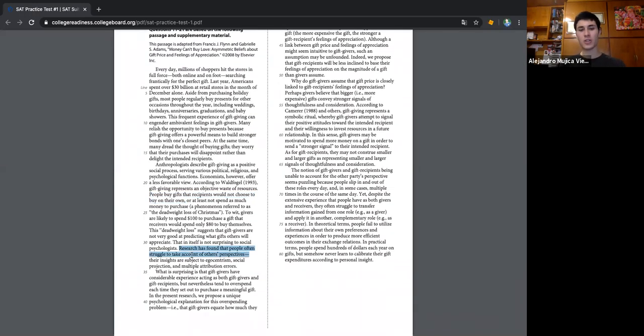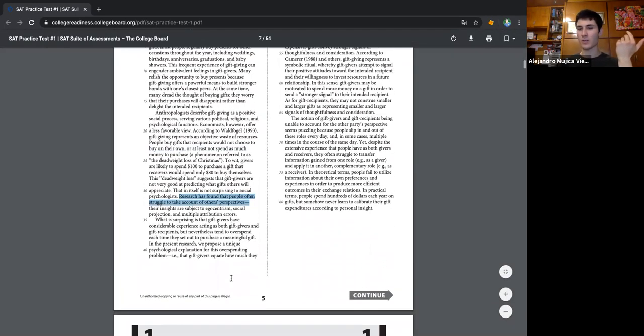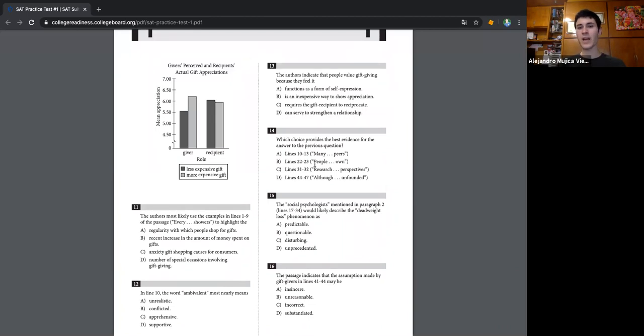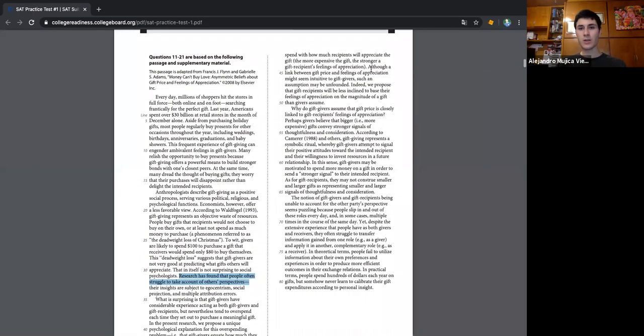People often struggle to take into account other people's perspectives. That's sort of the same thing as the previous lines that we analyzed. It really says nothing about the true value of gift giving. And although a link, blah, blah, blah, might seem intuitive, such an assumption may be unfounded.